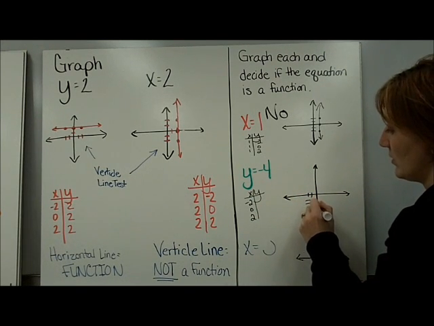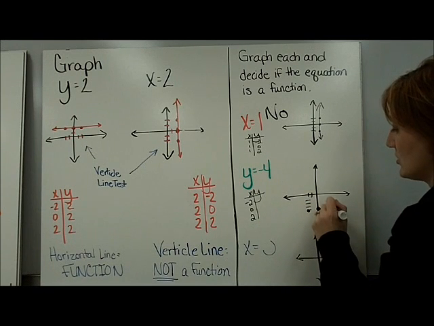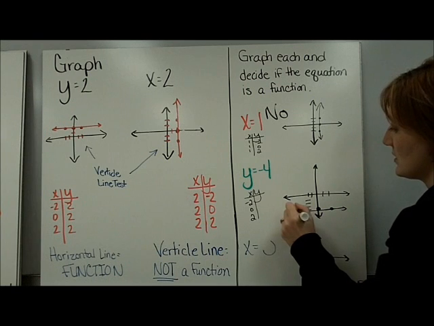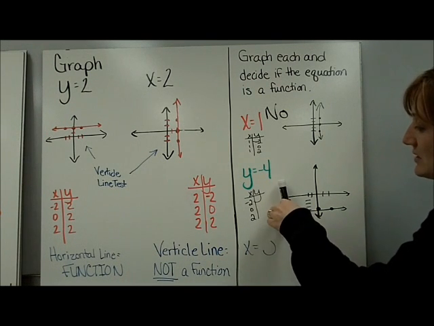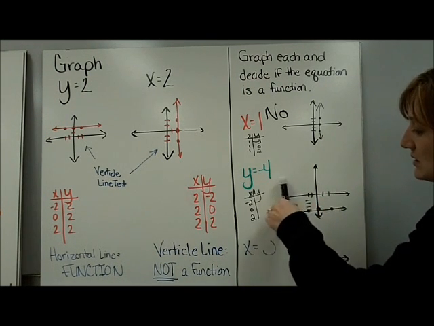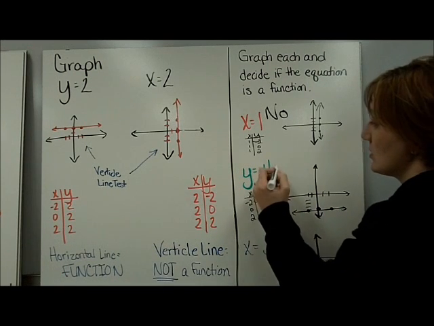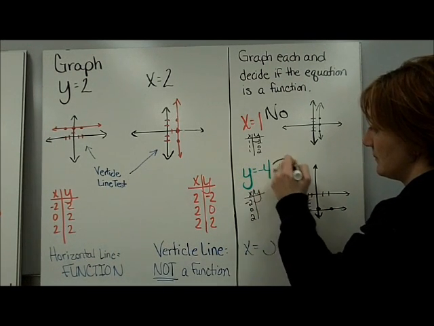At 0, y will equal -4. And at 2, y will equal -4. So the graph will look something like this. Does it pass the vertical line test? Yes, because it doesn't touch any of those at the same time. So yes, this is a function.